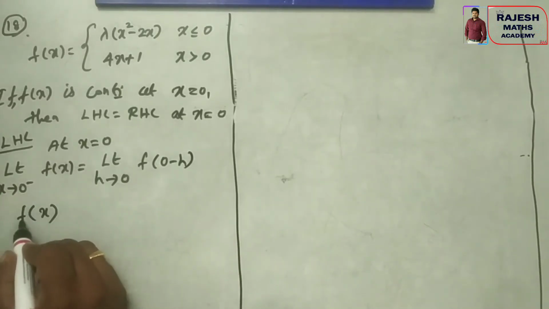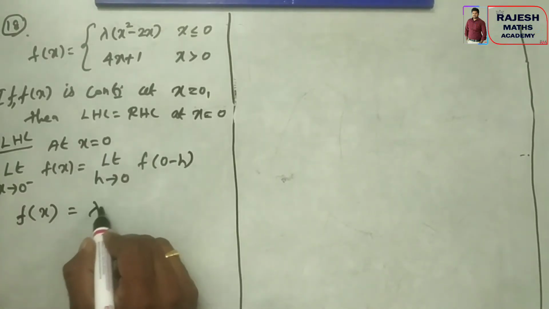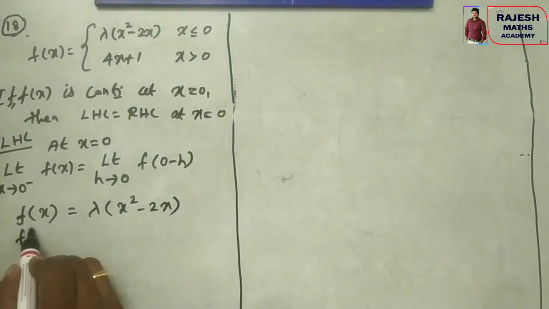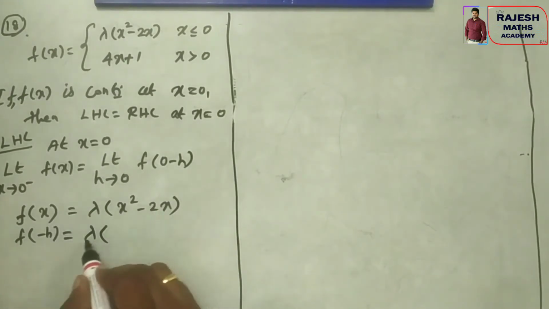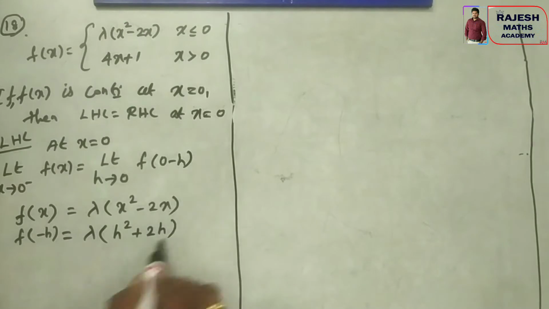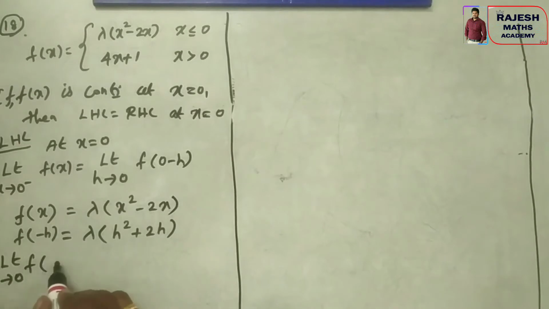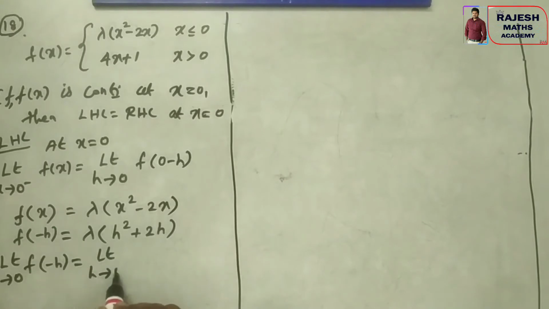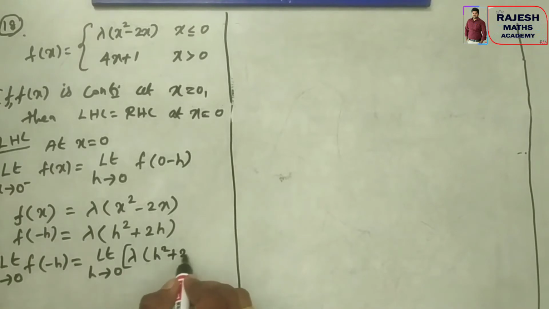So we want to find the value of f of 0 minus h. What is f of x in this case? In the less than or equal to 0 case, f of x is lambda into x square minus 2x. Now, 0 minus h is equal to minus h. So substituting minus h in the place of x, this will be h square and this will be 2h. Now apply the limit: limit h tends to 0 f of 0 minus h equals limit h tends to 0 lambda into h square plus 2h.